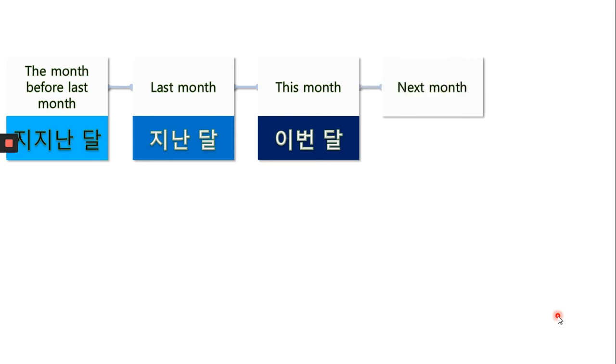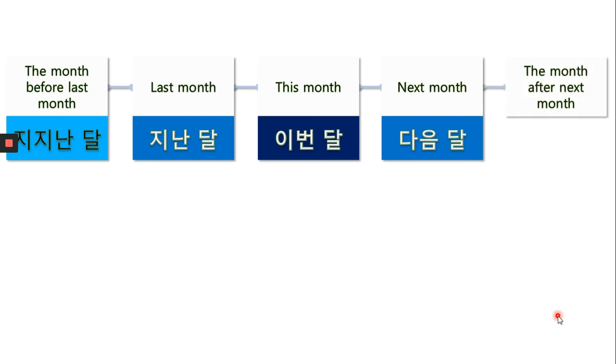How about next month? Next month, 다음 달. The month after next month is 다다음 달, okay? Double 다, 다다음 달. 이번 달, 지난달, 지지난달, 이번 달, 다음 달, 다다음 달.